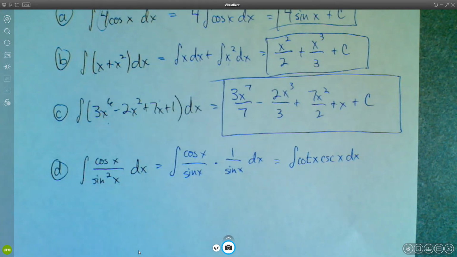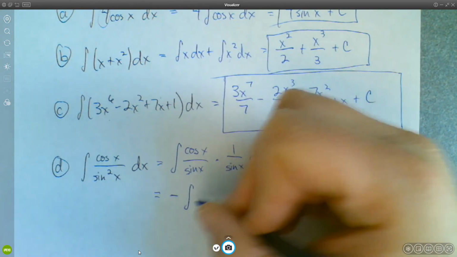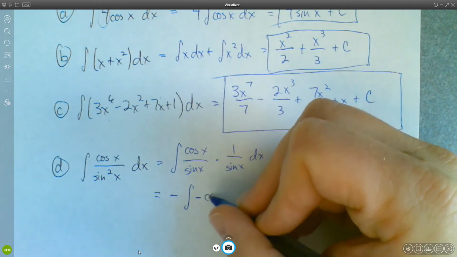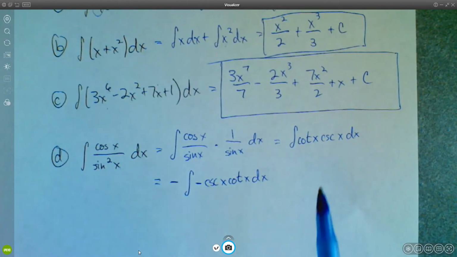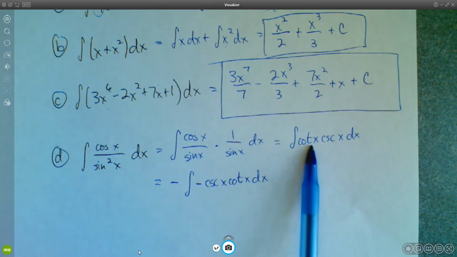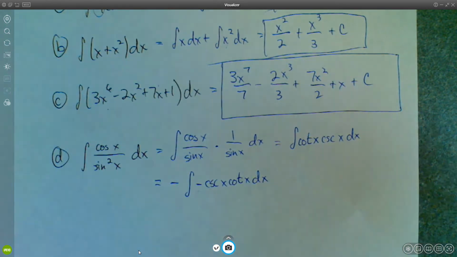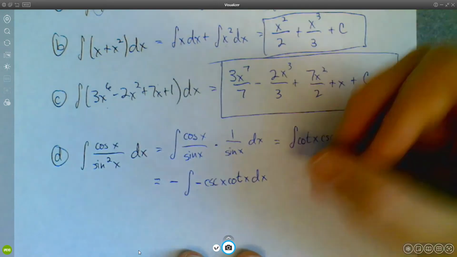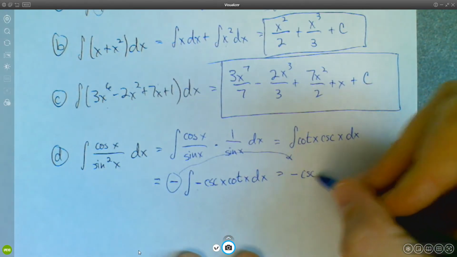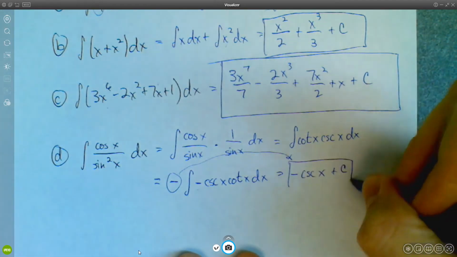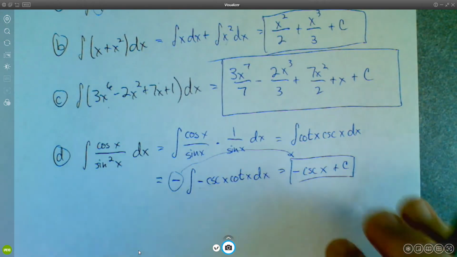So here's what you can do. You don't have to show this step, but notice that if I make the integral negative, then I can put a negative sign in here, and I'm just going to reorder these things. So this expression is equivalent to that one. And what's nice about this is now I know, oh, negative cosecant cotangent, that's the derivative of cosecant, right? And this negative sign is going to come along for the ride. So I'm going to get negative cosecant x plus c. So that's that one.